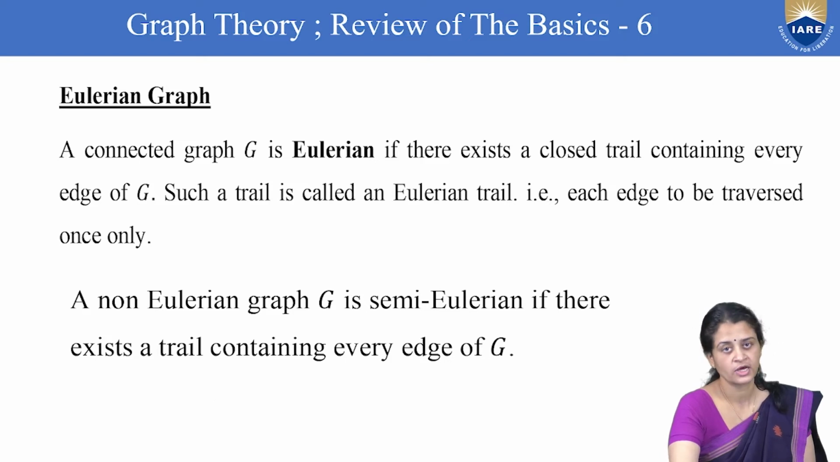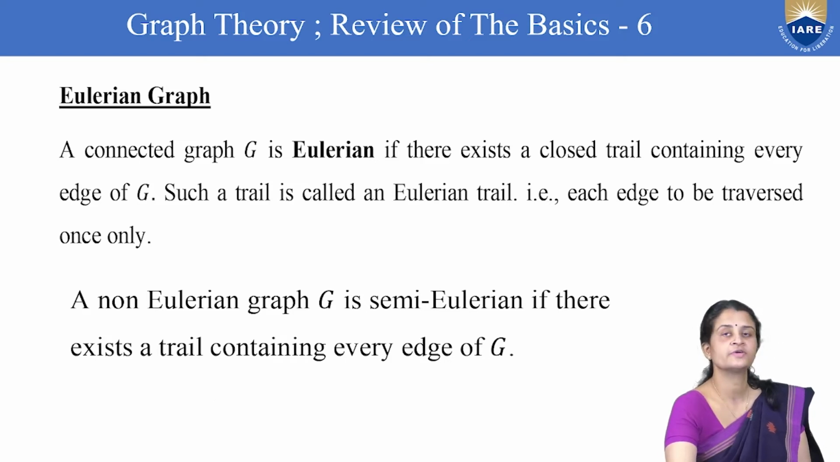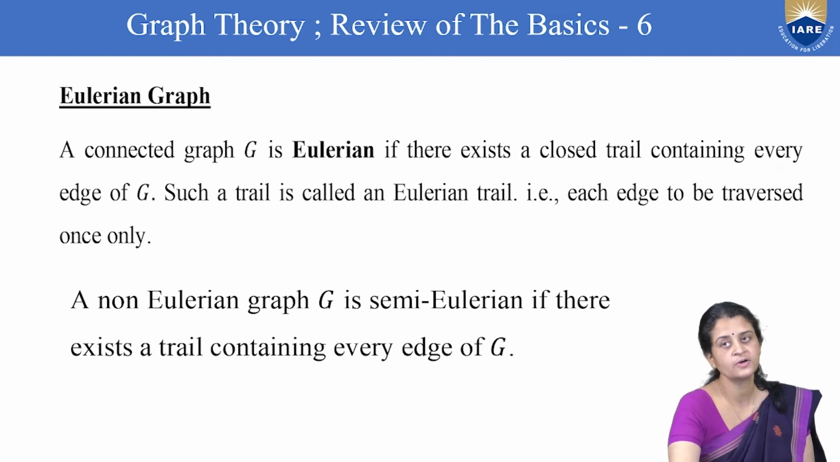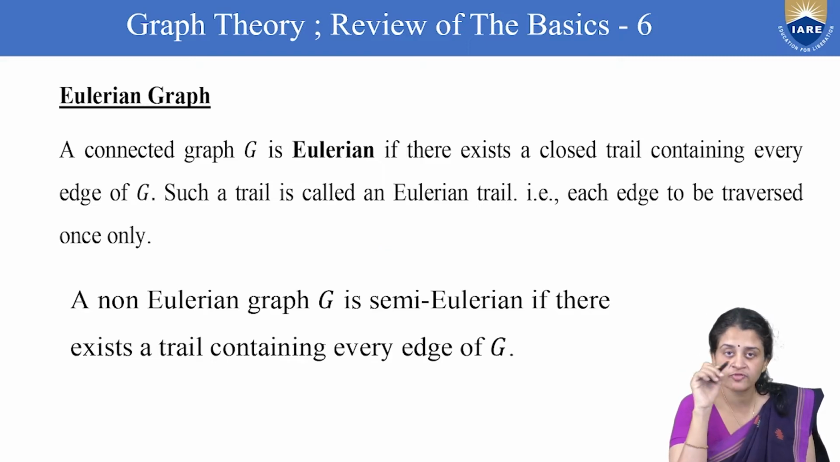Now we will see what is an Eulerian graph. A connected graph is Eulerian if there exists a closed trail containing every edge of G. From the definition of trail, it is a walk in which no edges repeat twice. Here we are saying a graph is Eulerian if there exists a closed trail. If such a trail exists, we call it an Eulerian trail. That is, if we are given a graph, we have to travel through every edge of the graph exactly once.